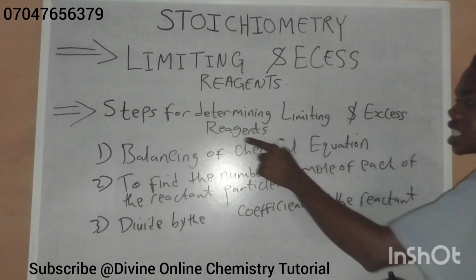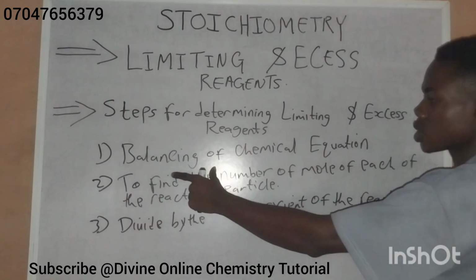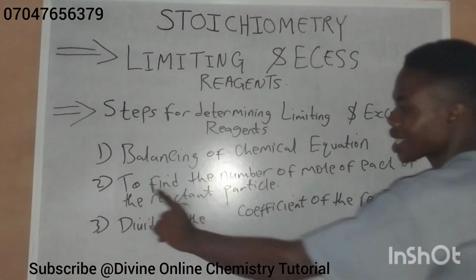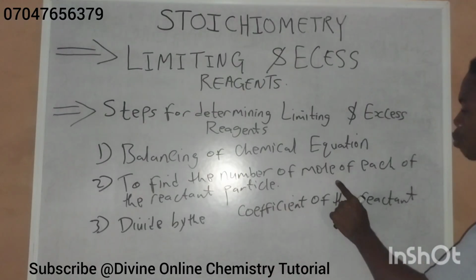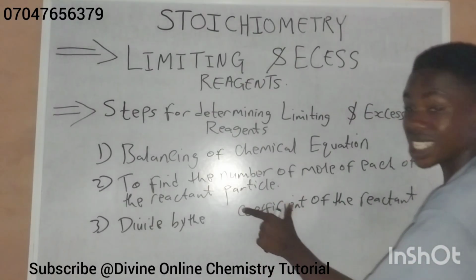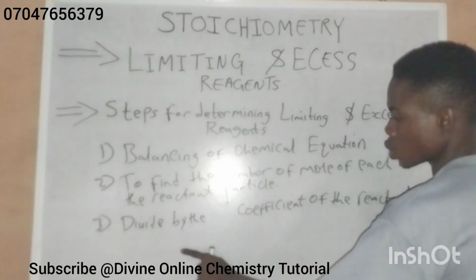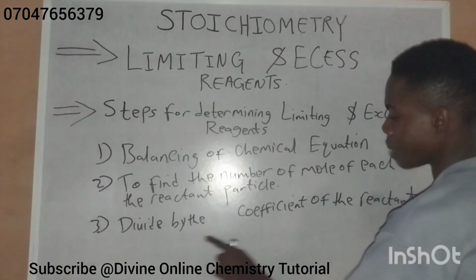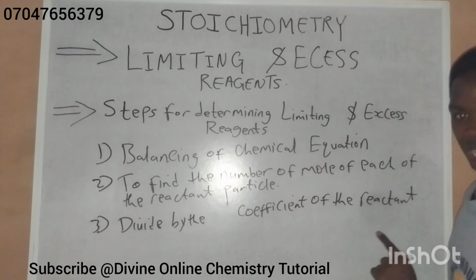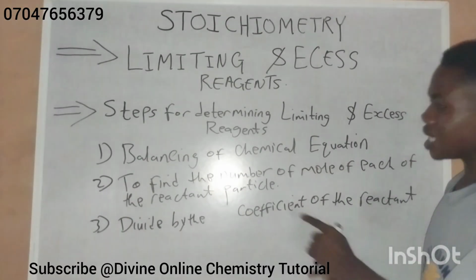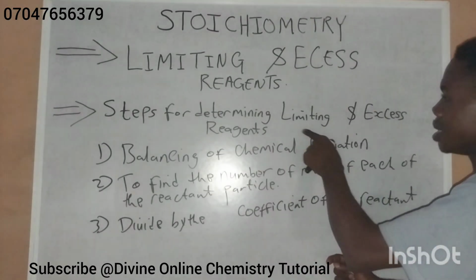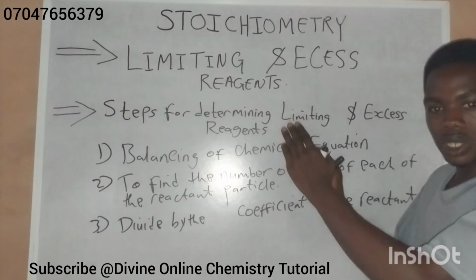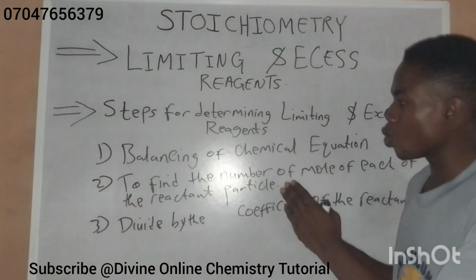So the steps involved in finding limiting and excess reagents include: the first step is balancing the chemical equation, which is essential and the basics. The second step is to find the number of moles of each of the reactant particles. While the last step, the third step, is to divide by the coefficient of the reactant. And these are the steps for determining limiting and excess reagent.